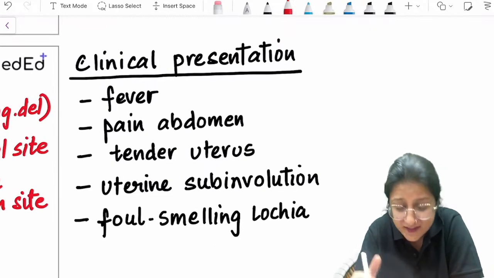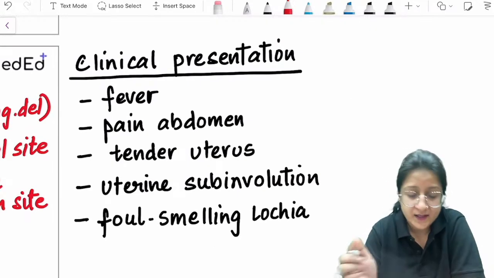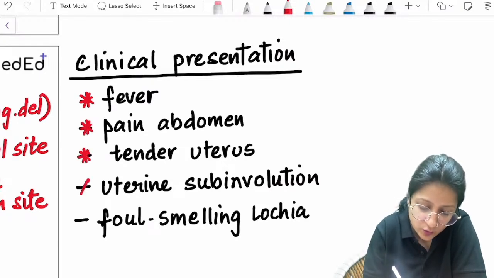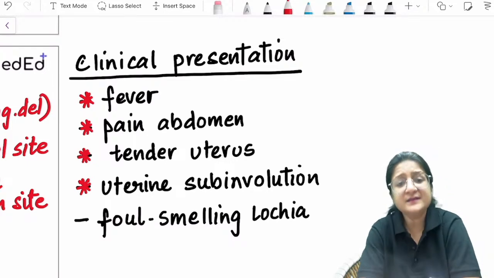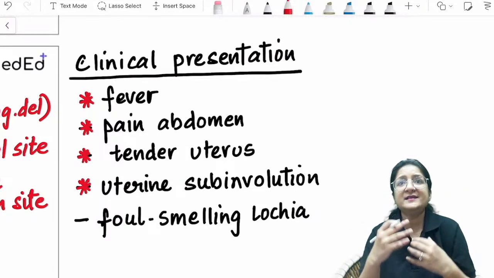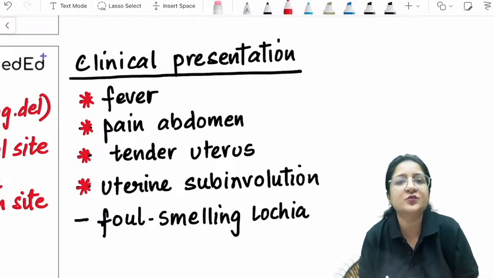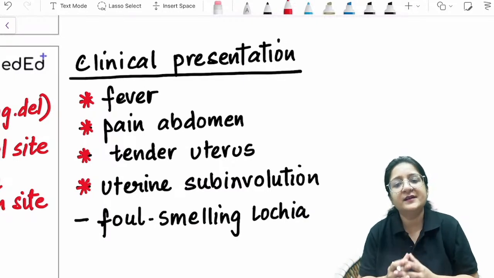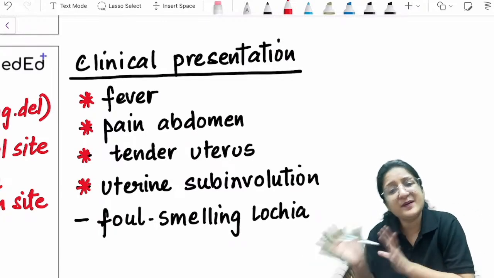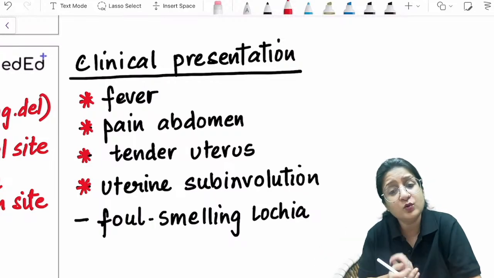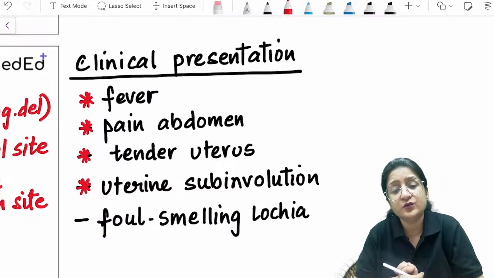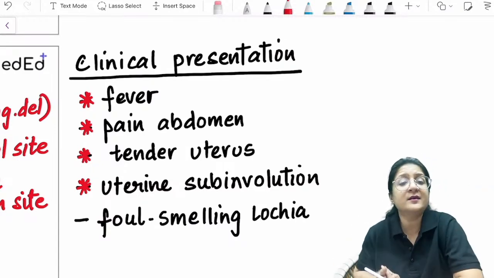Now, if the woman had presented with these symptoms, fever being the most important, pain abdomen, tender uterus, uterine subinvolution, right, means that the uterus is not shrinking in size as expected. Let's say, for example, you happen to see a woman at 6 weeks after delivery, and her uterus is still palpable per abdominally. By 6 weeks, the uterus should have become a pelvic organ, isn't it? It becomes a pelvic organ by 2 weeks after delivery. But you're seeing a woman 6 weeks after delivery and you can still palpate the uterus per abdominally. That means there is uterine subinvolution.